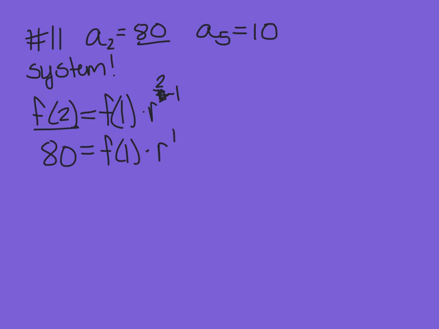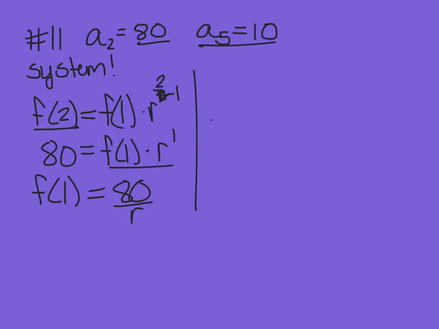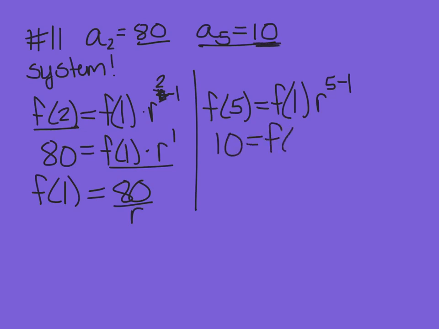So I'm going to say, all right, well that means that my first term, I'm just going to divide both sides by r. My first term is 80 over r, because r to the 1 is just r. All right, then I'm going to take the other one that I've got and plug it in. So f of 5, the fifth term, is the first term times r to the 5 minus 1, which means f of 5, the fifth term, is 10, equals the first term times r to the 4th. All right, and then what I'm going to do is I'm going to plug in, let me get a different color.